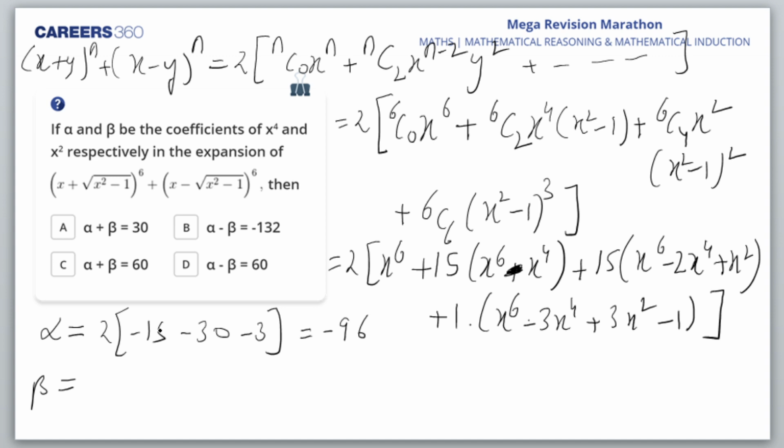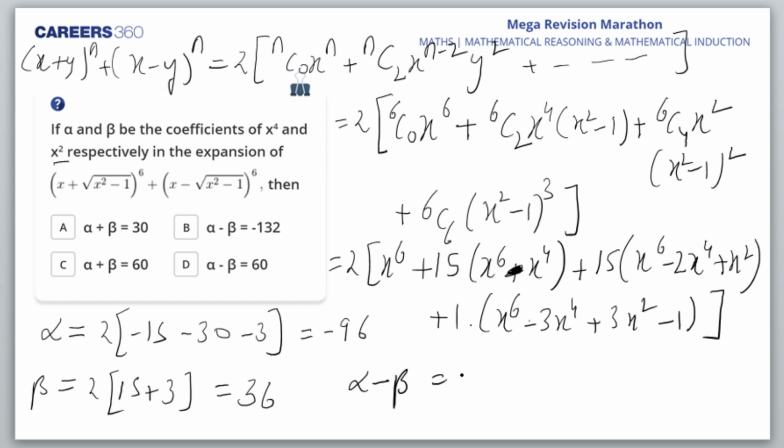Let me check what beta is. So it would be 2 as the coefficient of x square. So x square where I am getting? Here I am getting x square. So I am getting 15. Here x square is there, 3. 15 plus 3, 18. So 18 twos are 36. So beta is 36. So what's the relation between alpha and beta? Alpha minus beta if I do, so that is minus 96 minus 36. What do I get? Minus 132. Am I right, students? Minus 132. So B is the correct option. Yes, students, you got it correct.